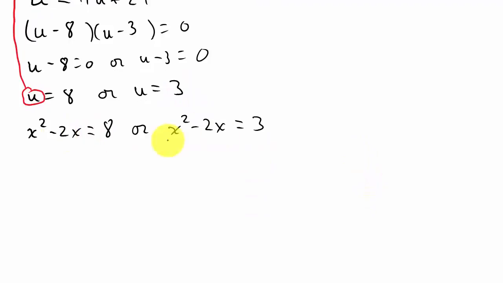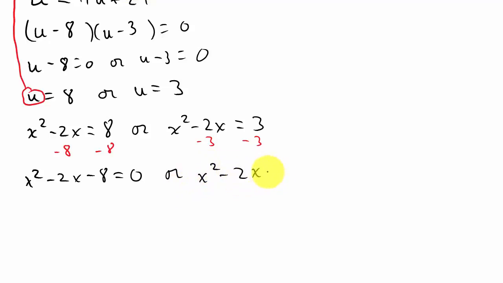Alright, so now here I have two quadratic equations to solve. So I'm going to subtract 8 from both sides, and that gives me x squared minus 2x minus 8 equals 0. Or, and then I'm going to subtract 3 from both sides, and that's x squared minus 2x minus 3 equals 0.